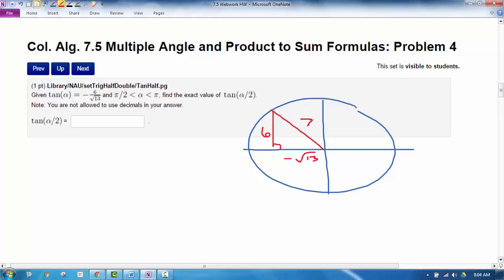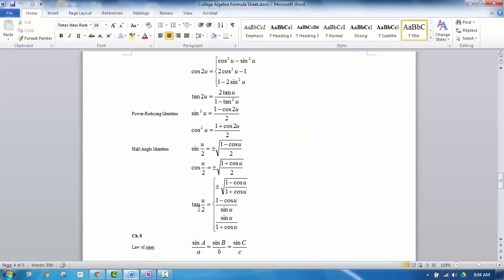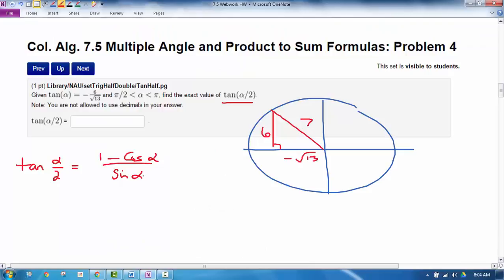So what they're asking for though is the tangent of alpha over 2. So if we look at our formula sheet, we can use any one of these formulas right here. I'm going to use the middle one because it looks pretty easy: 1 minus cosine of u over sine of u. We're using alpha instead of u. So this is what I want. My angle alpha, I'll label it right here, even though we really know it's this angle. I'm going to use this reference triangle though, so it's 1 minus the cosine of alpha, which is adjacent over hypotenuse, which is negative square root of 13 over 7. And the sine is opposite over hypotenuse, which is 6 over 7.